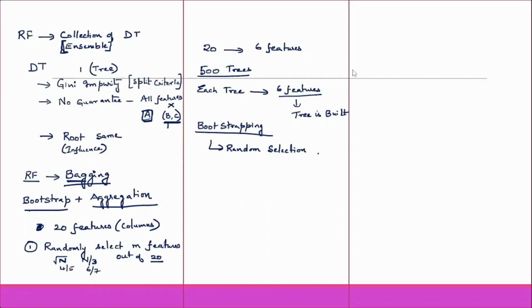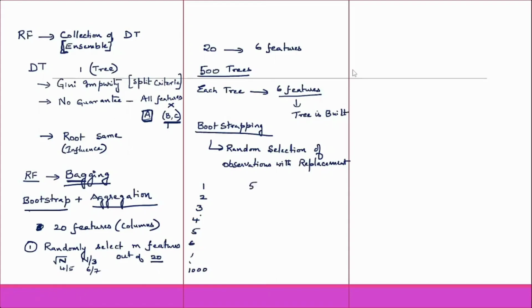Bootstrapping is nothing but random selection of observations with replacement. So if I am having rows of data 1, 2, 3, 4, 5, 6 up to 1000, then what I will do, I will randomly pick one number from this, let's say the 5th number.